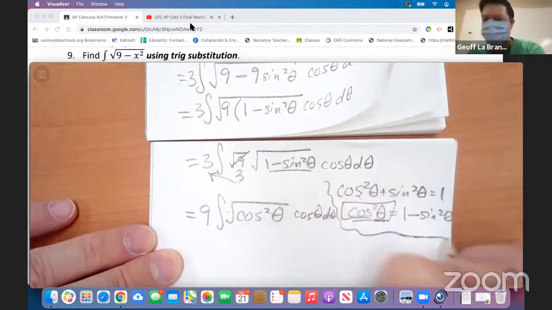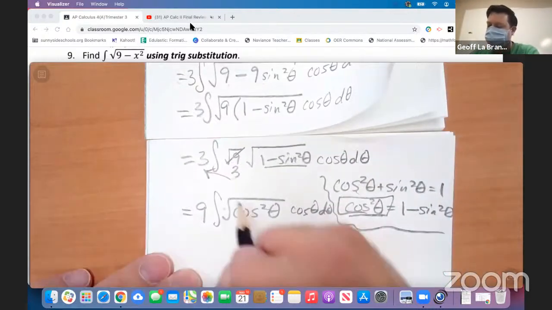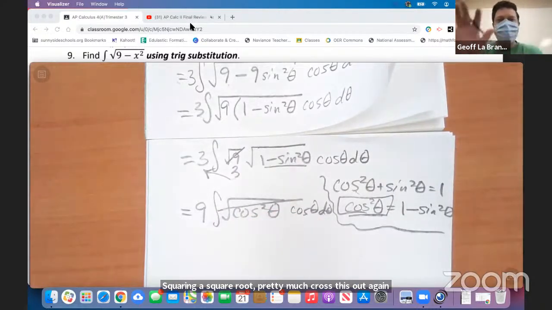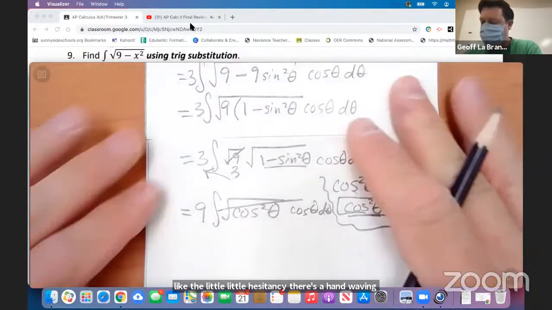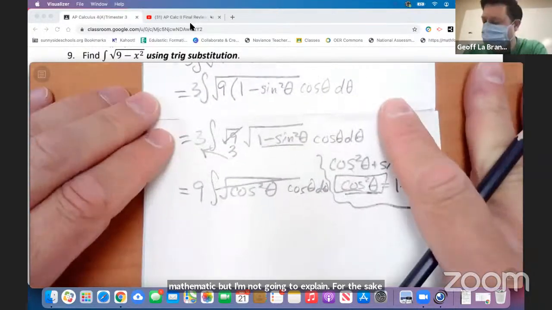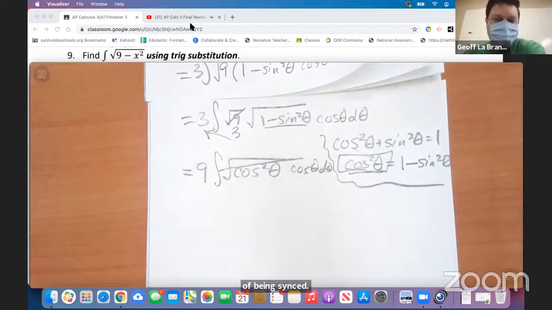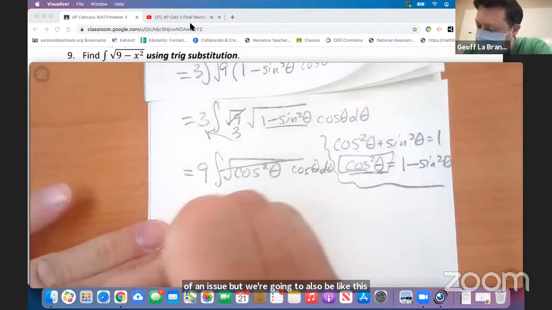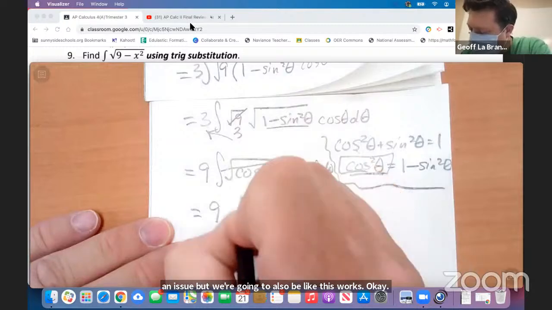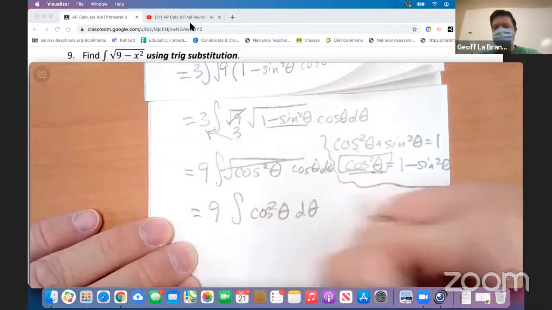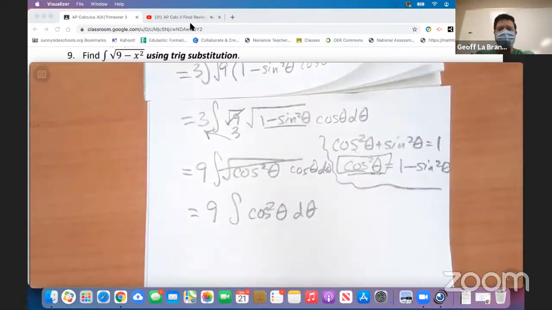There's kind of like a work on the side break right there. Squaring a square root pretty much crosses out. Again, like I said, there's a little hesitancy. There's some hand waving math magic that I'm not going to explain for the sake of being succinct. But you have a cosine that's squared and then you square root it. We have a little bit of an issue, but we're going to also be like, this works. Okay. Squaring a square root. Cosine squared theta d theta. Interesting. Here we are at 9 times the integral of cosine squared theta d theta.